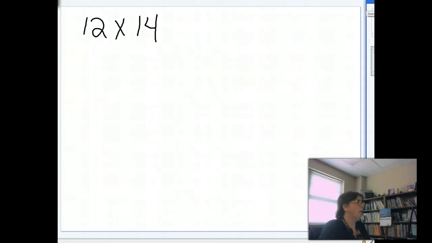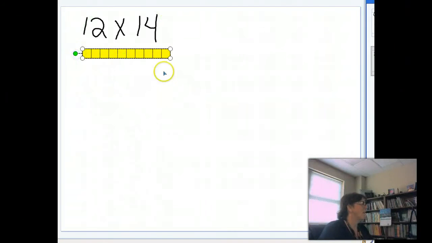Now, when we think about 12 and 14, I want you to think about using some base 10 blocks. And when we use base 10 blocks, we know that this represents a 10. So let me take this and turn it so we can use it. So that's 10. And if I take 2 unit ones, that's 11, and that represents 12. So now we have the 12 taken care of. So now let's take care of the 14.